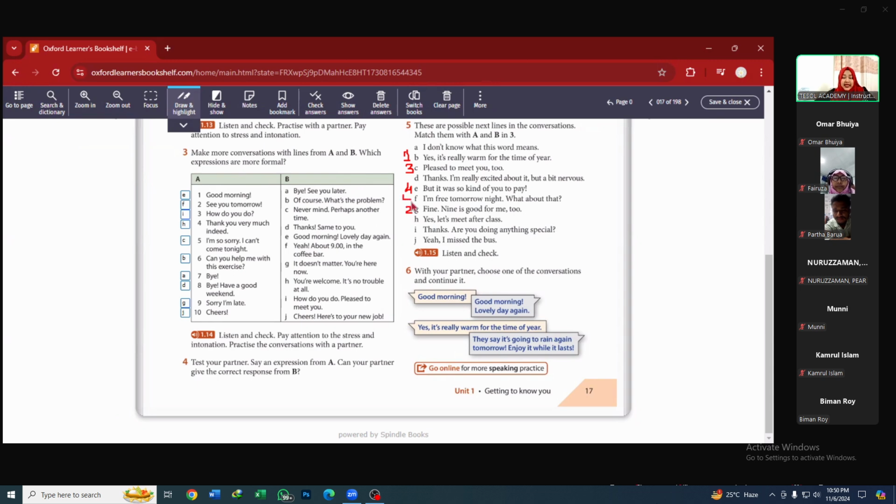So A cannot come today, right? So he or she is proposing that he is free tomorrow. Will that be good? So that is how the conversation is. A says, I am sorry, I can't come tonight. B is saying, never mind, perhaps another time. In reply, A is saying, I'm free tomorrow night. What about that? Because he is not available tonight, he is asking if it's possible to do that plan tomorrow or not. Okay, very good, Mr. Biman.